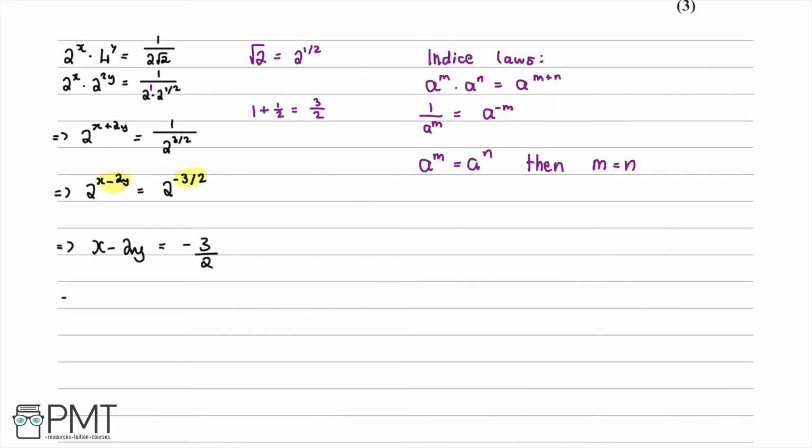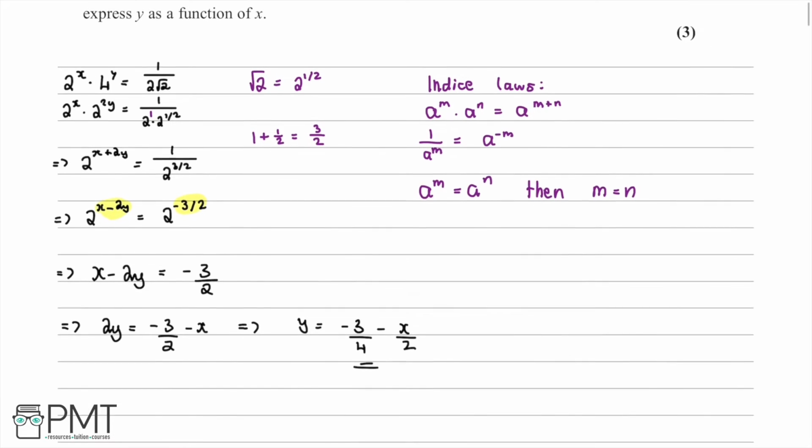We can then rearrange this, and we'll have that 2y is going to be equal to negative 3 over 2 minus x. And then dividing everything by 2, we have that y is going to be equal to negative 3 over 4 minus x over 2. And therefore, we have found an expression for y and have completed the question.